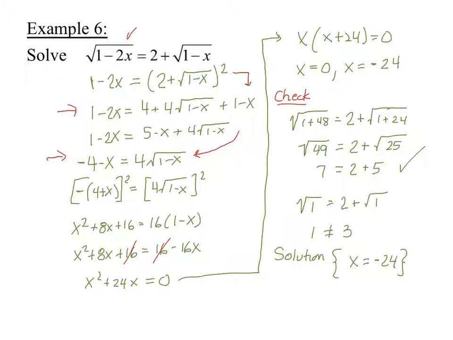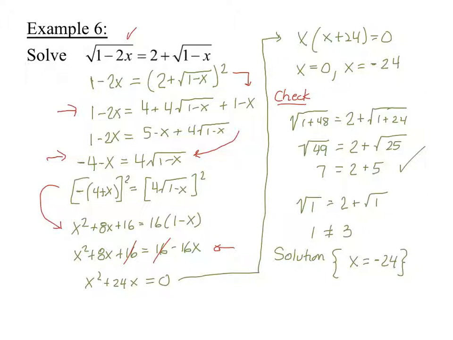Now we square again both sides of the equation. You'll notice I pulled out a negative, and we added 4 plus x. But when we square a negative, it's always going to be a positive on the left-hand side of the equation. So when we do the squaring, we get x squared plus 8x plus 16 is equal to 16 times 1 minus x. When we distribute the 16 on the right-hand side, we get 16 minus 16x. And you'll notice that the 16s cancel out.